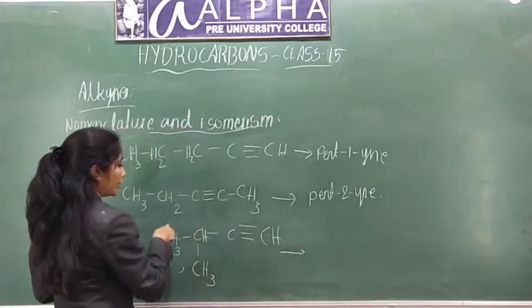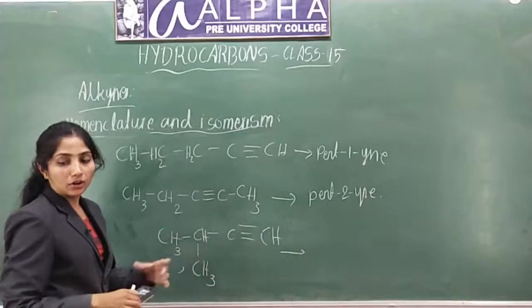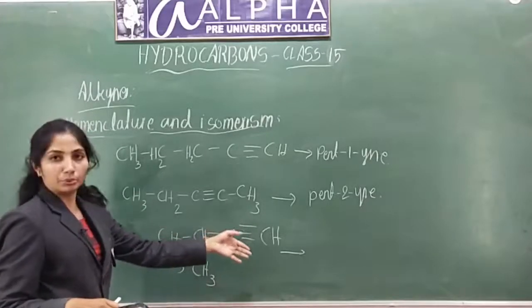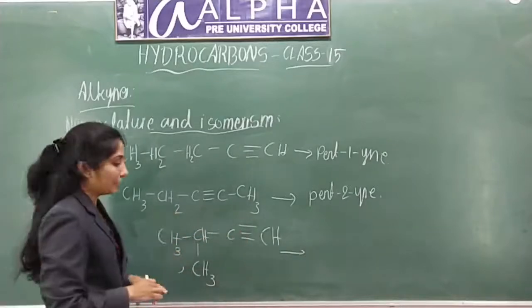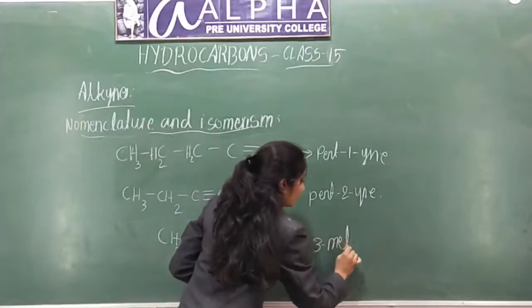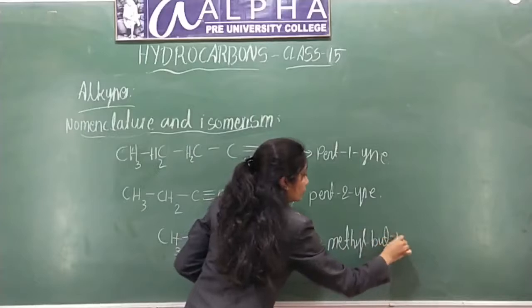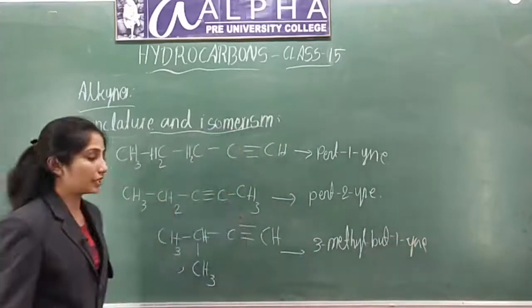1, 2, 3, 4. It is 3-methylbut-1-ene. Okay, 1, 2, 3. This is 3-methylbut-1-yne. I said ene, but that's not ene, it is yne.